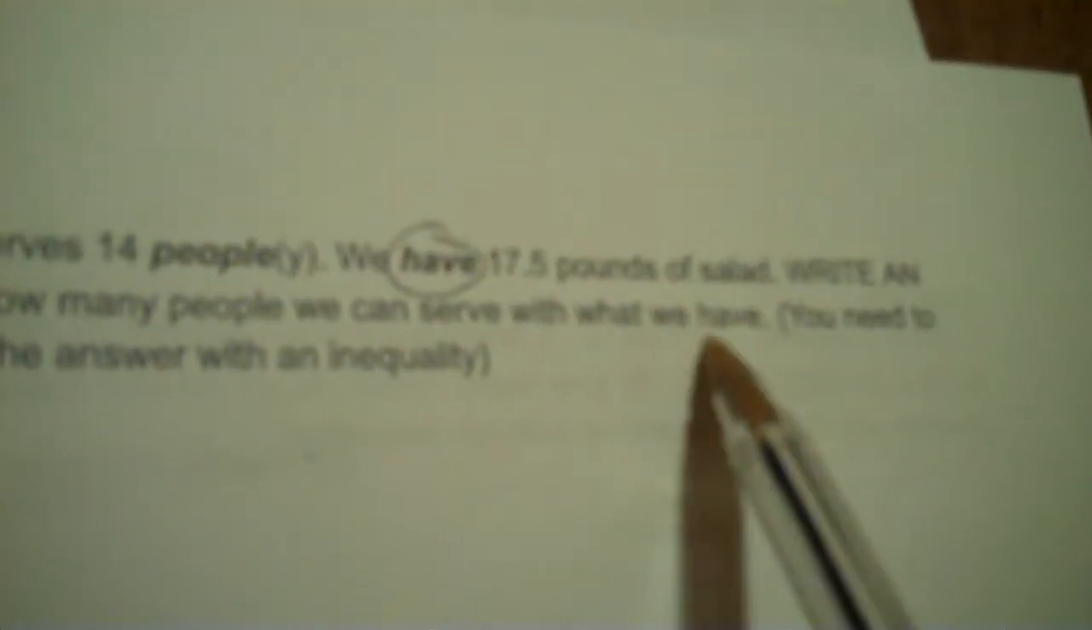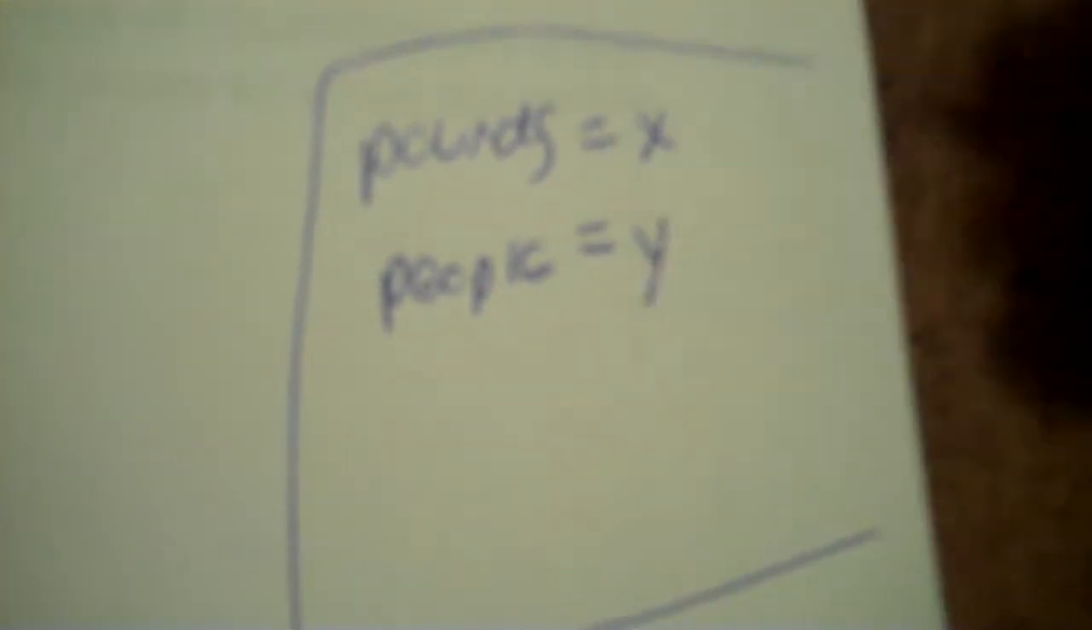Write an inequality that represents how many people we can serve with what we have. Now in parentheses, I've kind of simplified what it is you're doing. You need to solve this problem for the people and rewrite the answer with an inequality. So you're going to start the problem the same way you have been, pounds and people. Now I've told you in this problem what to label X and Y. X is pounds, Y is people.